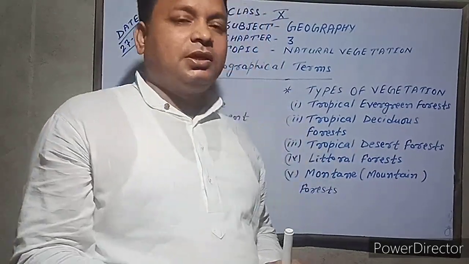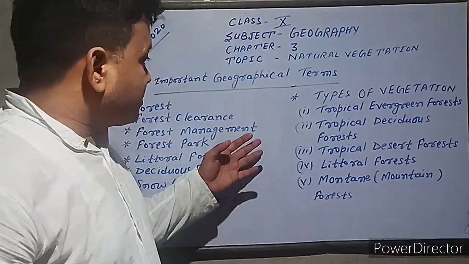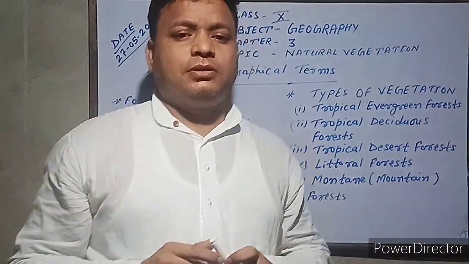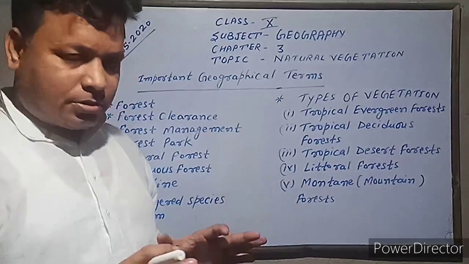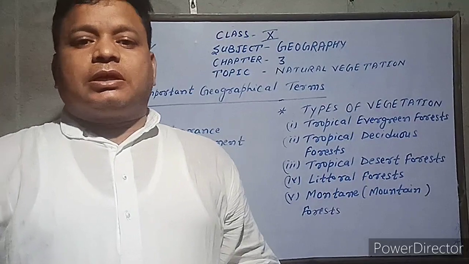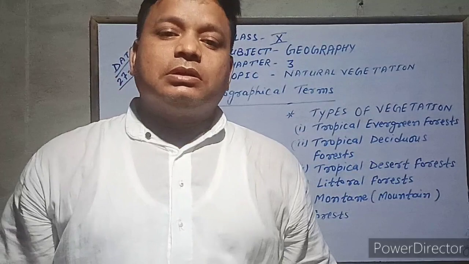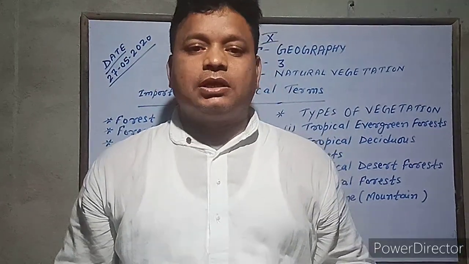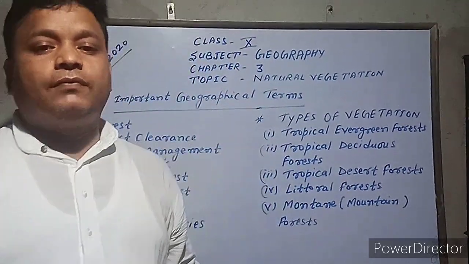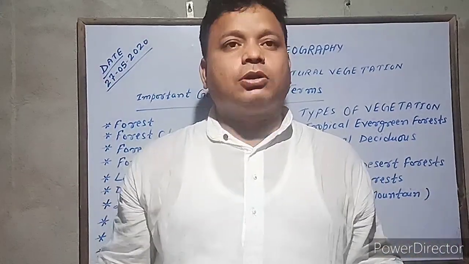Some are creepers, some are climbers also found in evergreen forest. Some trees' trunks are very thick and some are very thin. It means all trees are not of the same thickness. Due to the canopy-like tree cover, sunlight cannot easily penetrate through the forest to the ground. That is why herbs and grasses are found in the tropical evergreen forest near the base of the trees.